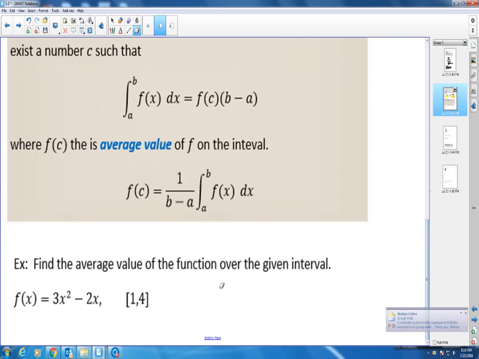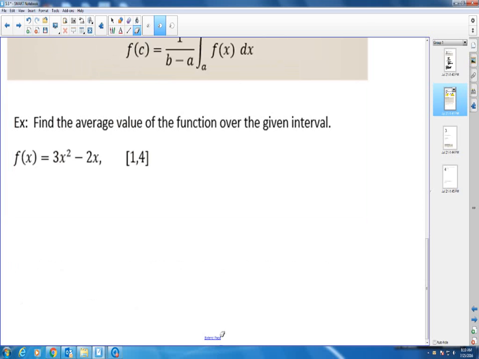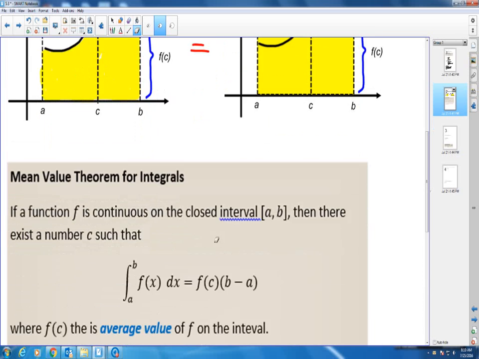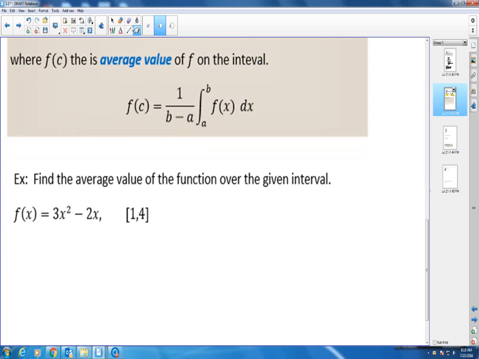Alright, so let's find the average value of the function over the given interval. Now I'm going to show you how that picture works. So let's find this average value. So here's my function.